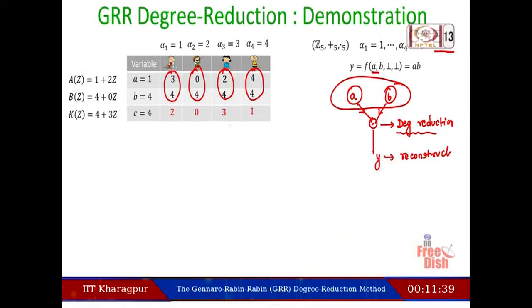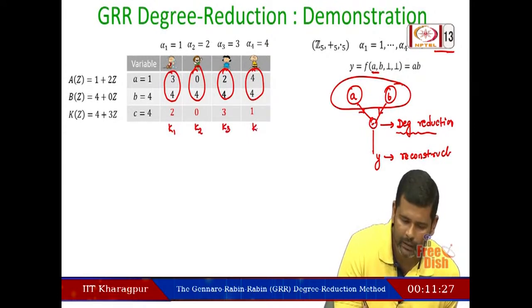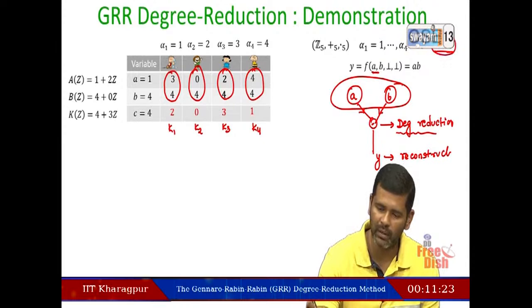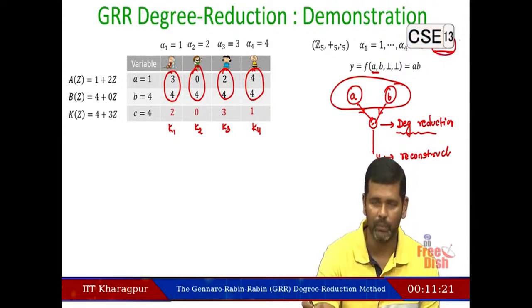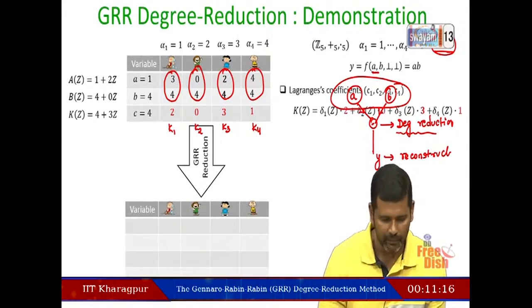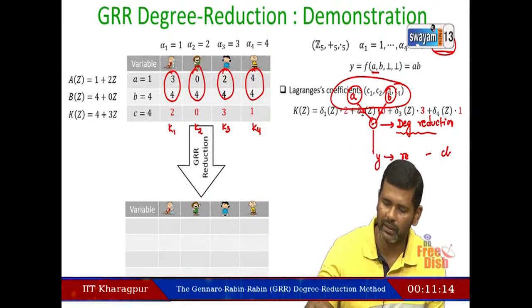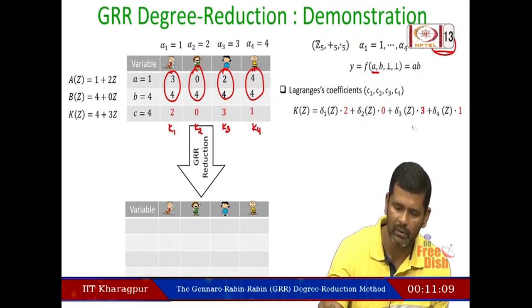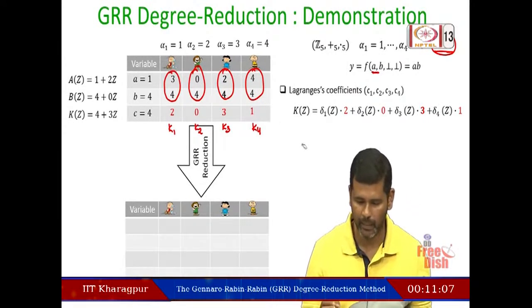So, right now these shares 2, 0, 3, 1 are not publicly reconstructed; they are your intermediate K1, K2, K3, K4, lying on a degree 2 polynomial. Why degree 2? Because t is equal to 1, so 2 times t will be 2. So, the parties will do the degree reduction, and as part of the degree reduction we need to know the Lagrange coefficients here. I have worked out the Lagrange coefficients for you.